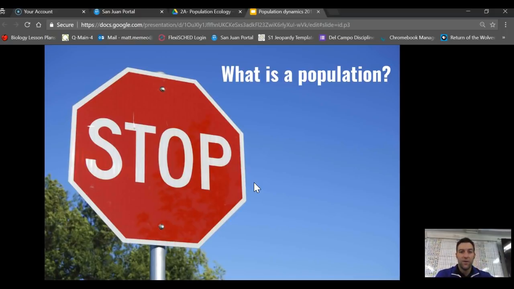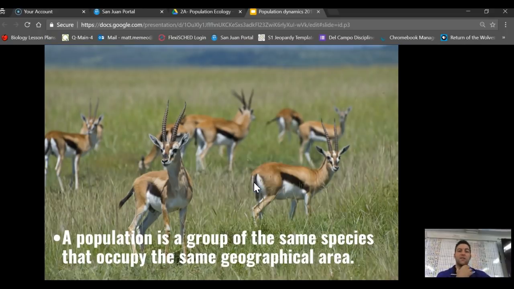When we look at a population, what we're looking at is a group of the same species that occupy the same geographical area. Okay, so when we look at this picture, we see these gazelle, and that would be one population. But there's actually many different populations in the same area if we were to look at it in more detail. We have the grass, and we may have insects in the grass, but those would all be different populations. So any population of the same species, and to be the same species, they need to be able to breed with one another.